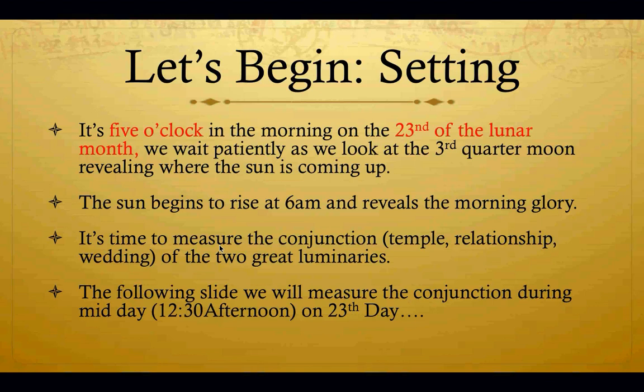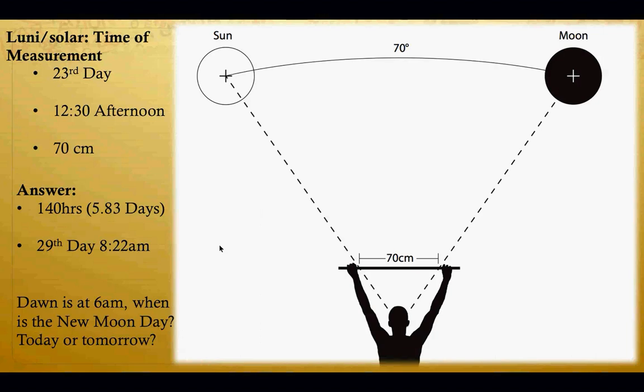Well, at that point, you can take the calculation if you have it, or you can measure it if you have a clear sky. But it says it's time to measure the conjunction to temple relationship to the wedding of the two great luminaries. So in this following slide, we're going to measure the conjunction during the midday on the 23rd day. That's where we start.